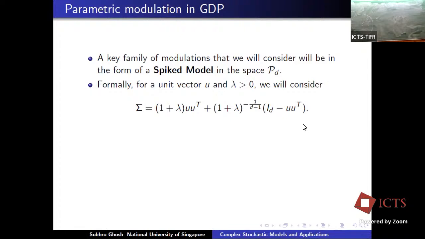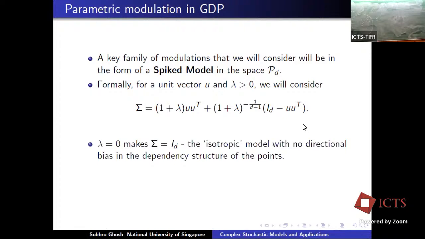Of course, if you do not do anything else, this matrix will change the determinant of sigma. So you mitigate the effect of that change by distributing it uniformly over the directions orthogonal to u. That's why this is the structure. And lambda equal to 0 means no spikes, which means that sigma is identity. So this is the isotropic model, and there is no directional bias in the dependency structure.